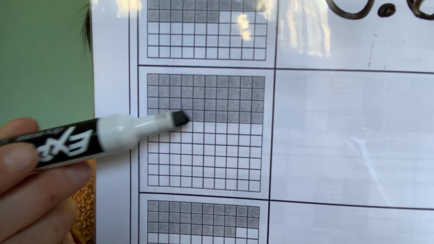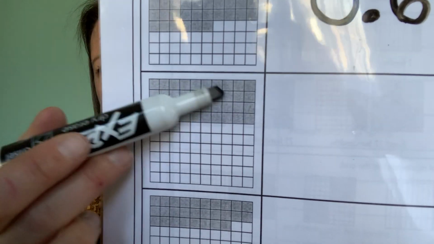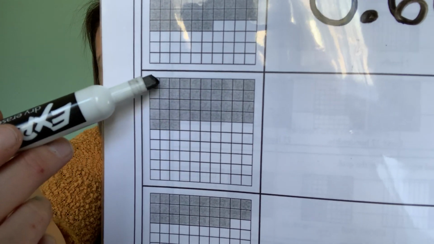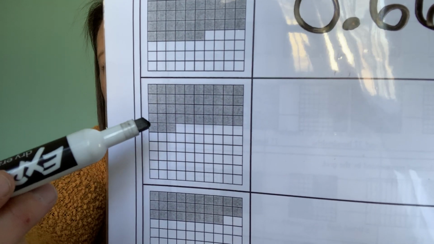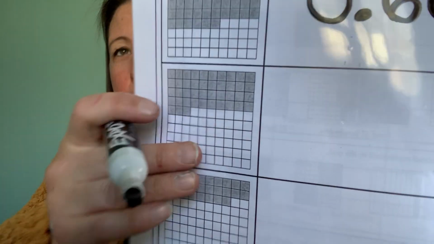Let's look at the next one. 10, 20, 30, 40, because there are 4 rows of 10, and the hundredths are all of them. So 40 hundredths, 41, 42, 43. So that would be 43 hundredths. Try this one on your own.